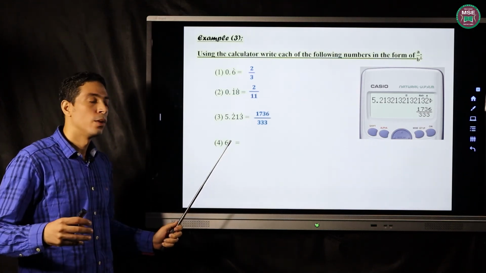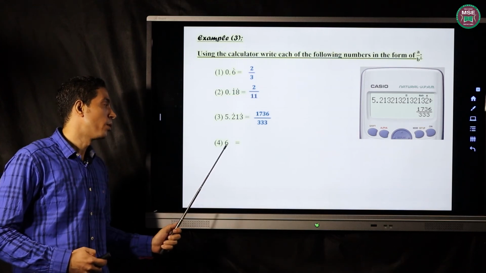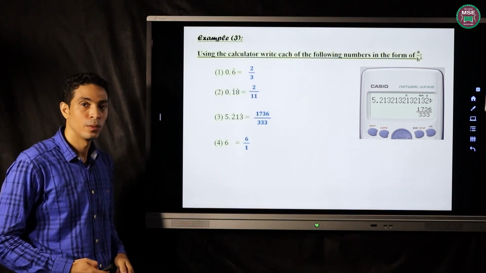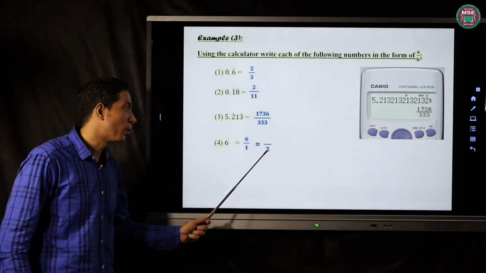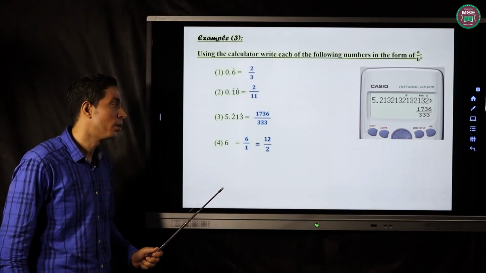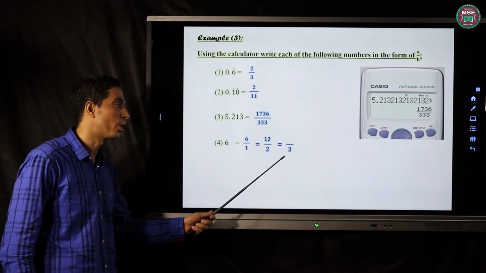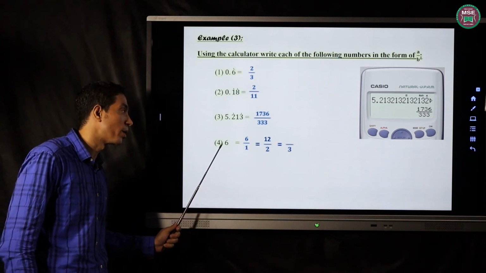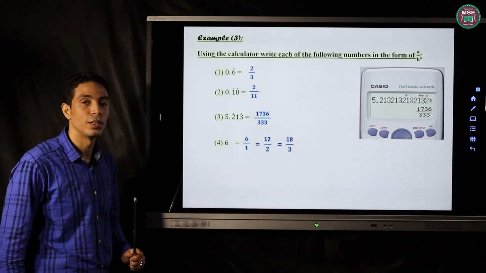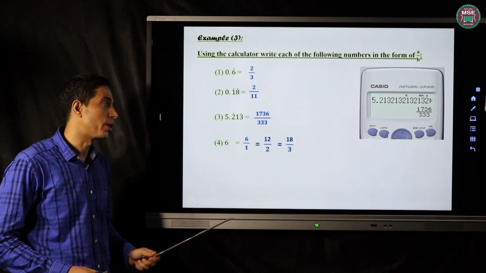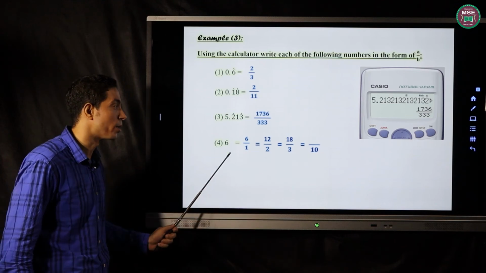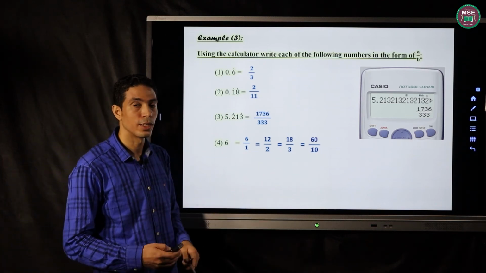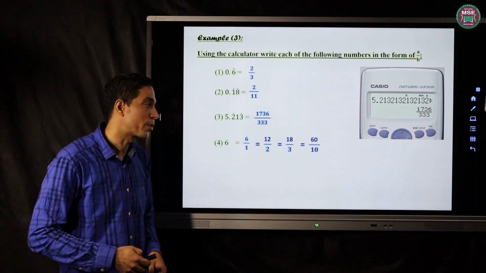Number 4, the number 6. We can write 6 as 6 over 1, or we can make the denominator 2 by multiplying 2 times 6, which equals 12. Or we can make the denominator equal 3, 3 multiplied by 6 equals 18, 18 over 3 equals 6, and so on. Over 10, multiplying 10 by 6 equals 60, and 60 over 10 also equals the number 6.